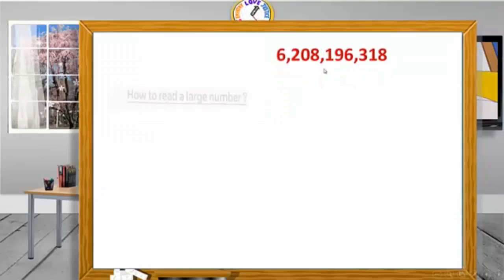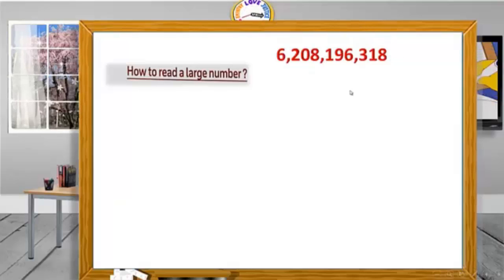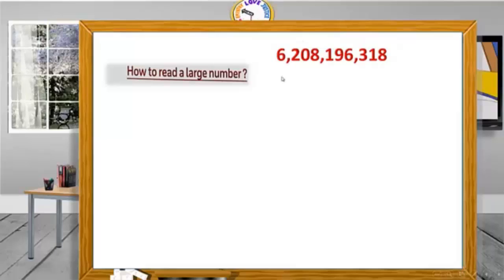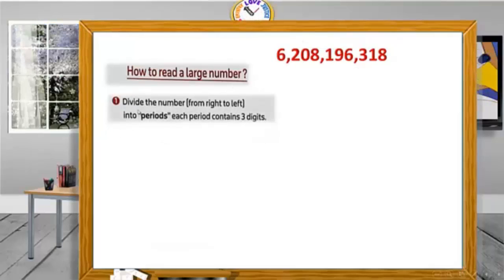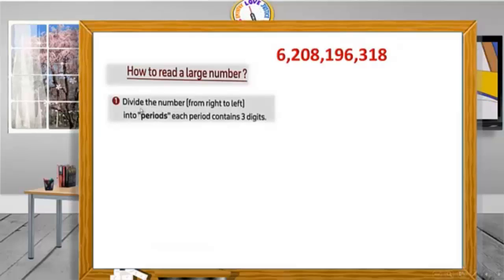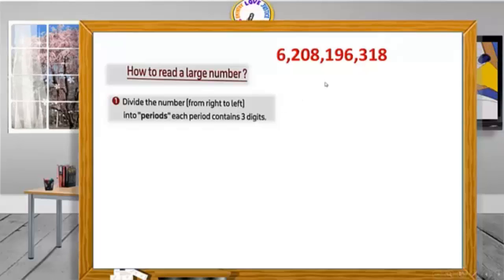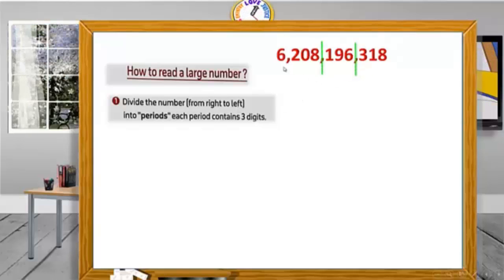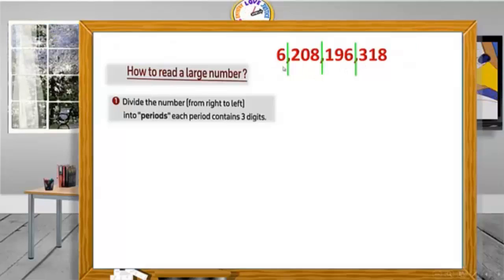Look here, I have another number. How can you read it? We said the first step is to start from the right side and divide your numeral into periods. Don't forget, I will repeat it again so you can understand well. Divide the number from right to left. Okay, I will divide my number from right to left. I have now 4 periods.